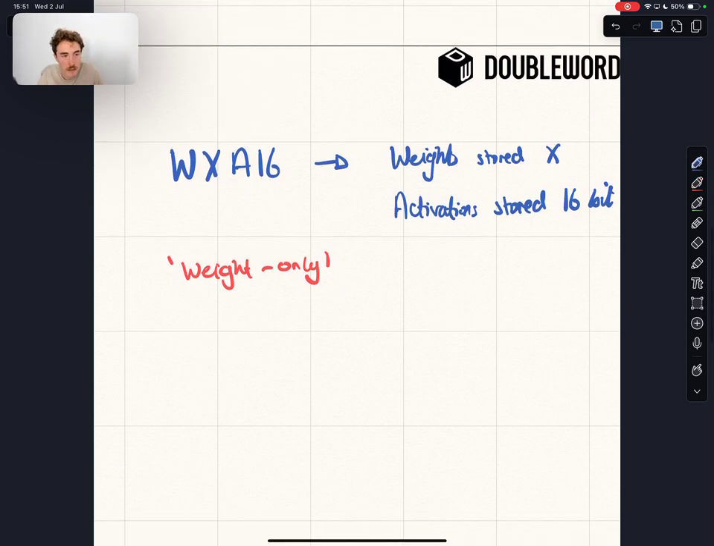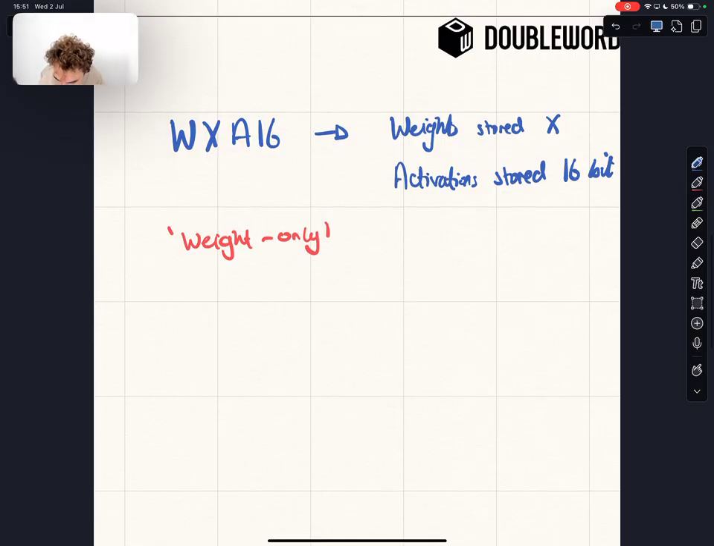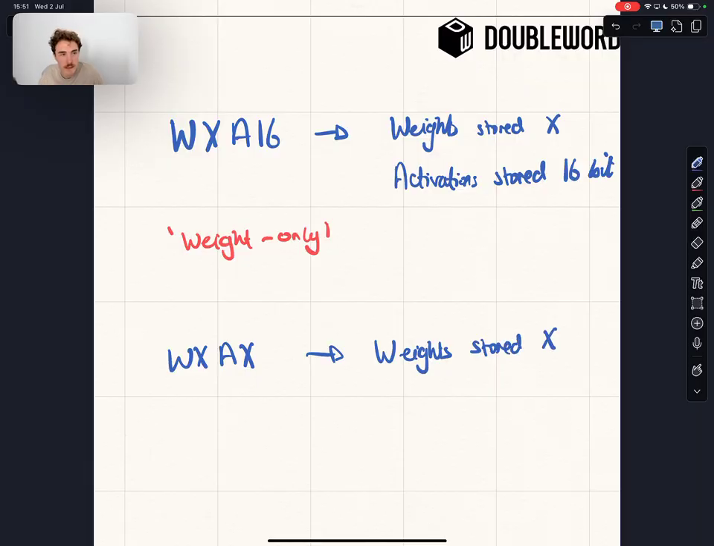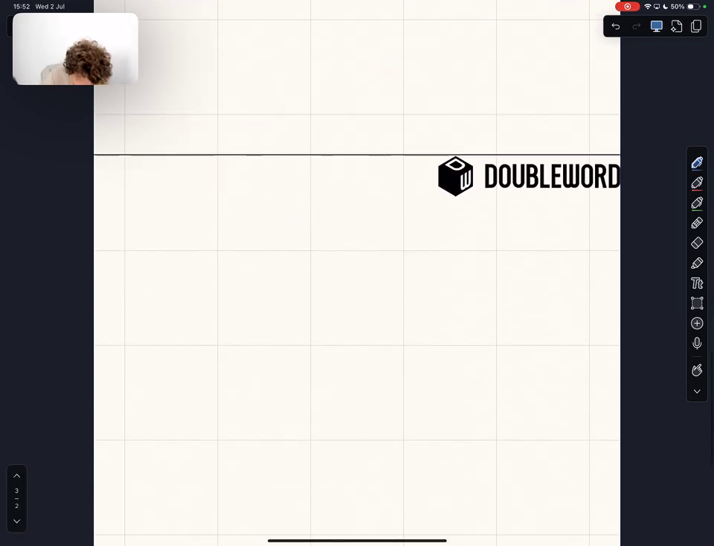The other format that you might see is something that I'm going to broadly refer to as WX-AX. In this case, the weights are stored using X bits, but the computation or the activations are also stored in X bits. So in this case, the computation is also compressed, and we'll look into the relative merits of these two approaches. So we'll start with WX-A16.